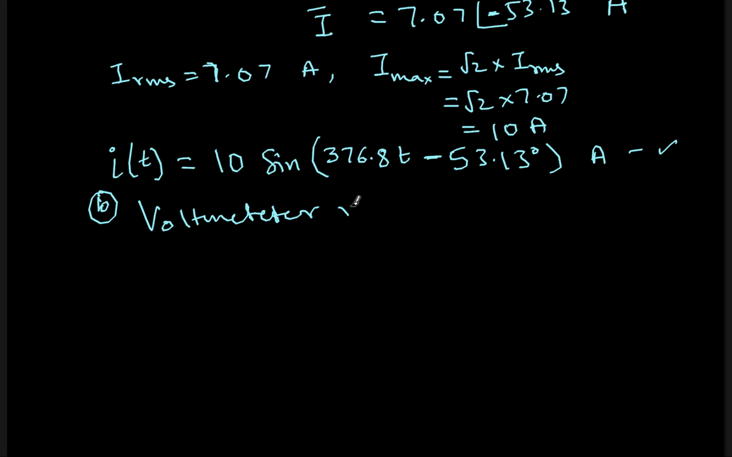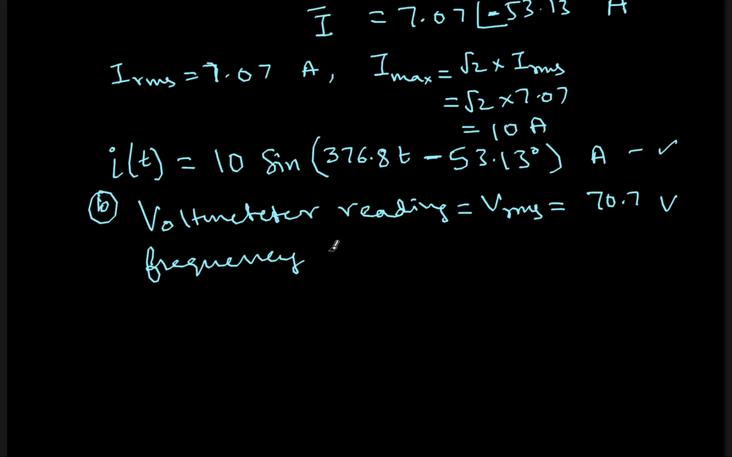Voltmeter reading is nothing but V RMS. This is nothing but 70.7 volts. Now, wattmeter, we'll come back to it. Frequency meter reading.